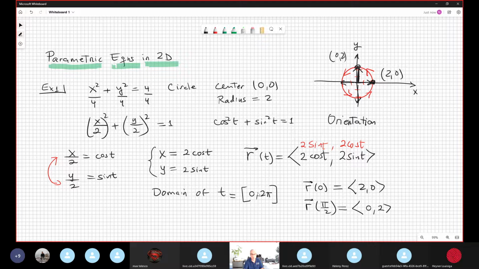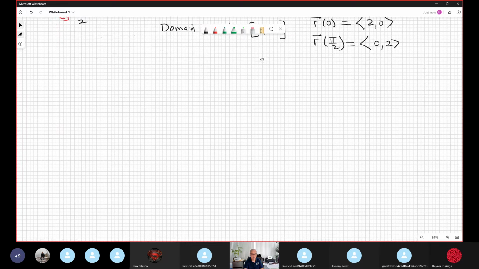Let's move on to example 2. A little bit more complicated, but it's no big deal. Example 2 is that curve: x squared plus 2y squared minus 2x plus 4y plus 1. And remember, guys, we are working now in 2 dimensions. Not in 3, in 2 dimensions.